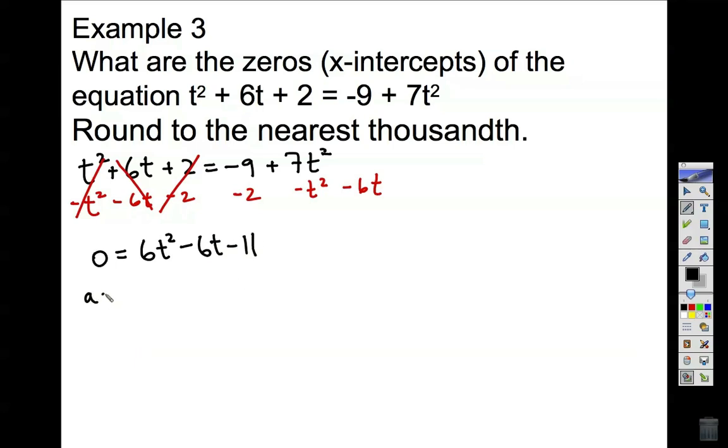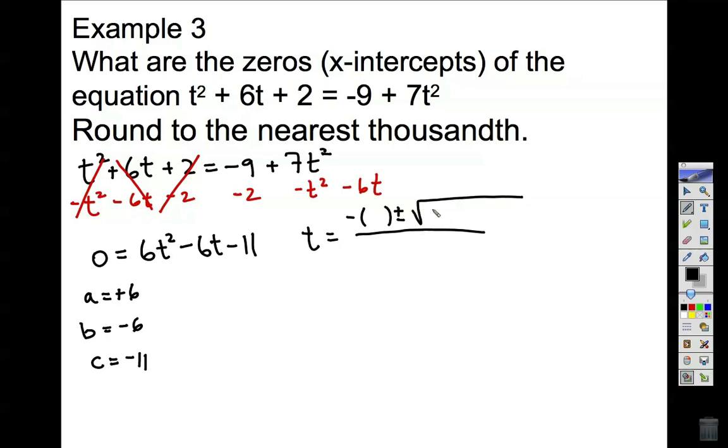From here we can see that our a equals positive 6, b equals negative 6, and our c equals negative 11. So when we place into the formula, now I'm going to use t equals as opposed to x equals because our variable here is t. Negative b plus or minus the square root of b squared minus 4a times c, all over 2a.